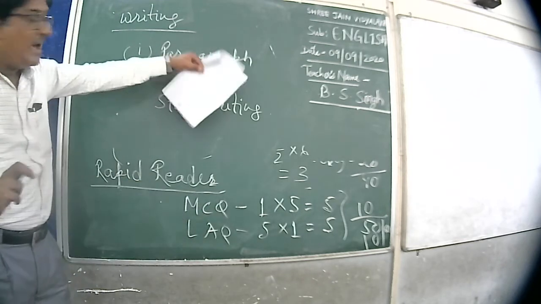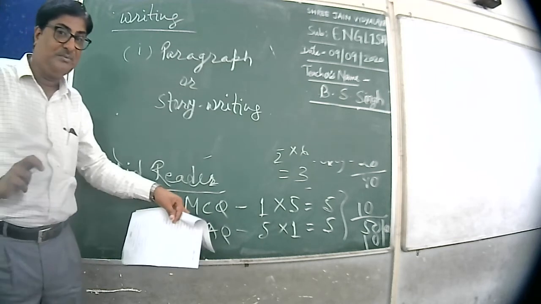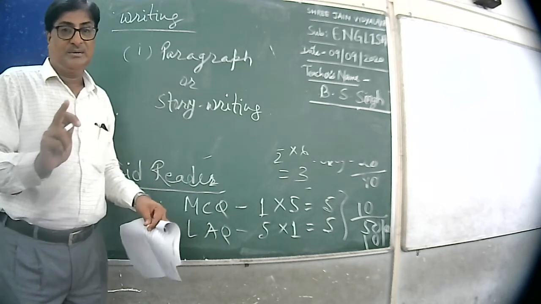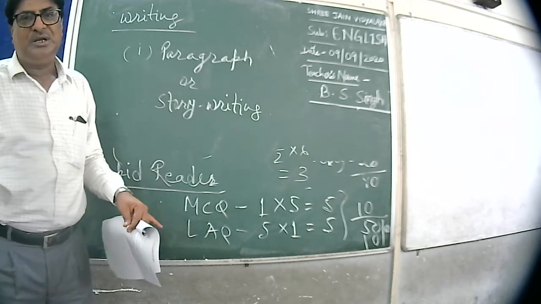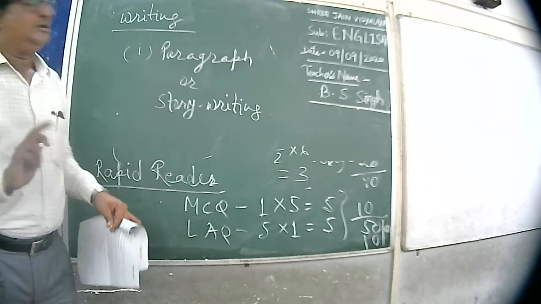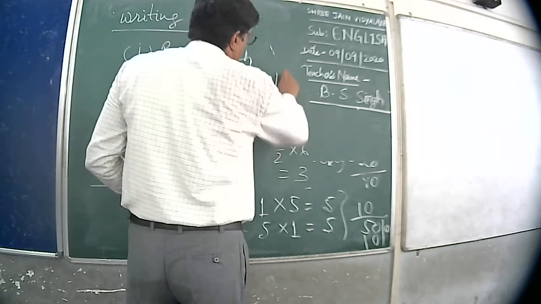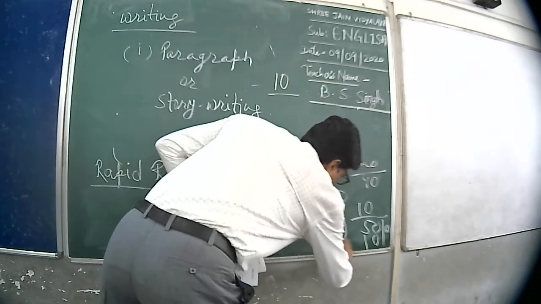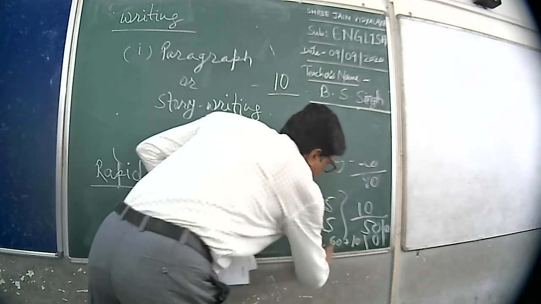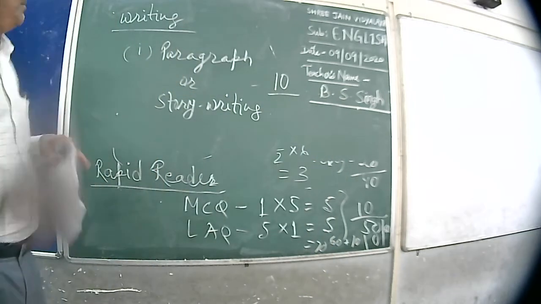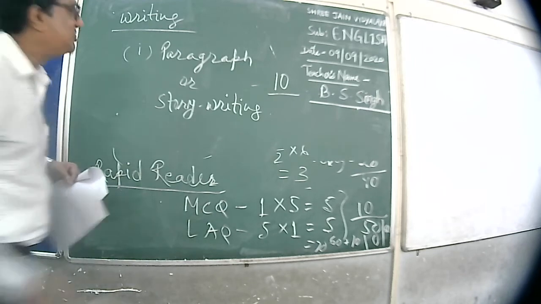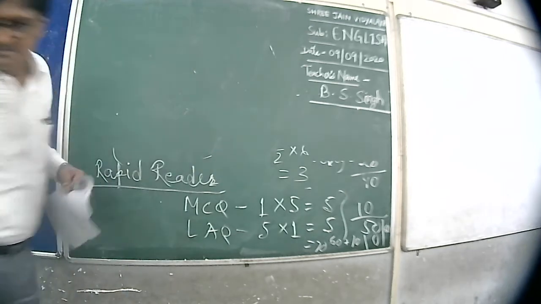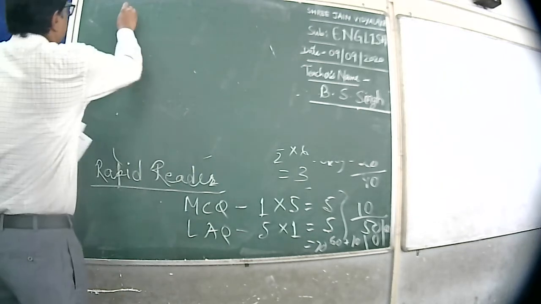Here, in paragraph or story writing, you have to attempt any one, either paragraph writing or story writing. And it is for 10 marks. So total 60 plus 10, it is 70. 10 marks is still less. And what about those 10 marks?